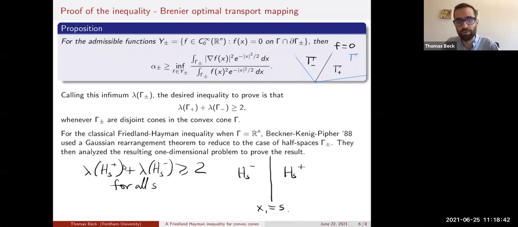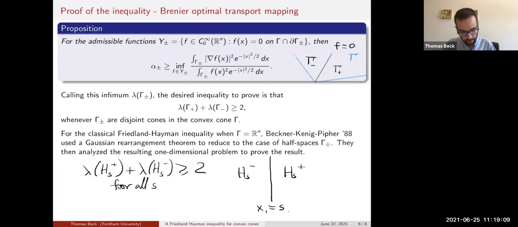And then they were able to establish bounds on these Gaussian eigenvalues for these half spaces to show that this inequality does indeed hold. And moreover, one only gets the equality when S is equal to 0, and these two half spaces are separated exactly at X1 equal to 0. So this was how they proved the original Friedland Hayman inequality and characterized the case of equality as a result.